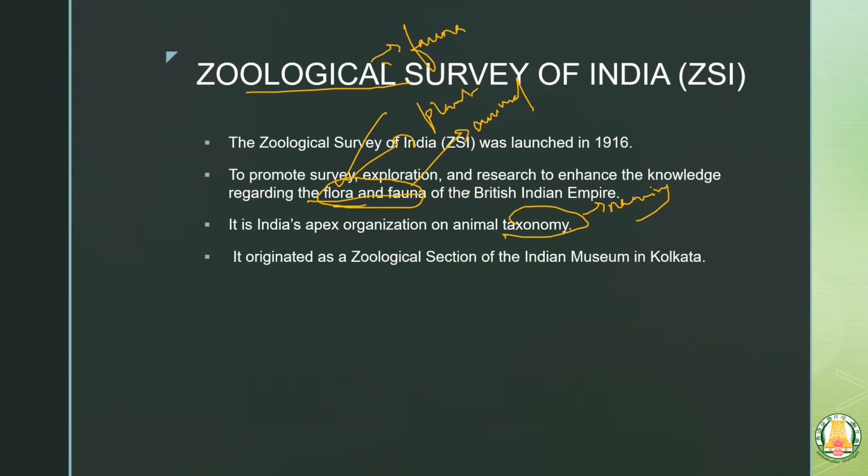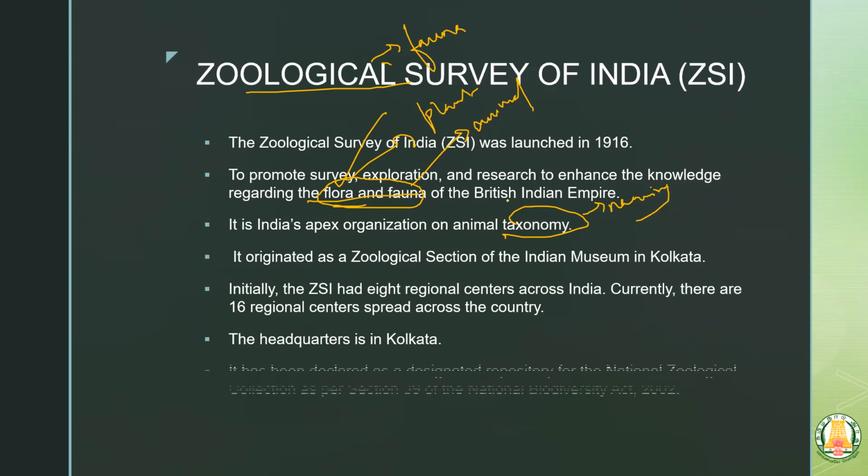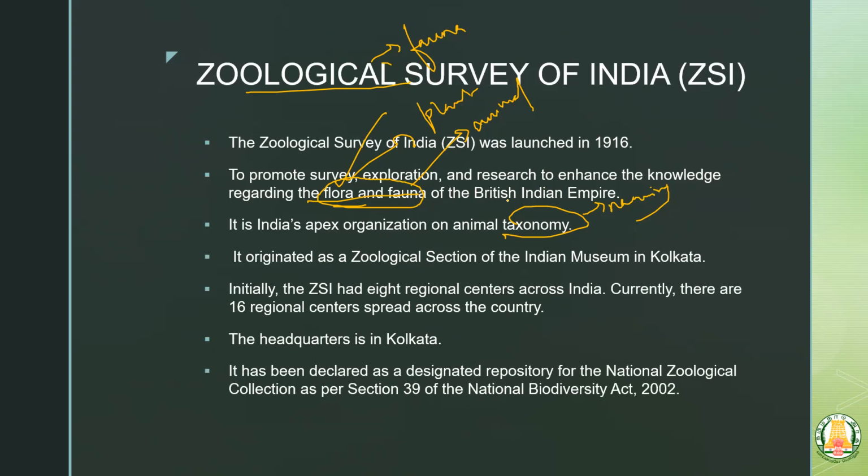It is organized as a zoological section of the Indian Museum in Kolkata. There were 8 regional centers, now there are 16, and the headquarter is in Kolkata, friends. Zoological Survey, headquarter Kolkata. Forest Survey, Dehradun. It has been declared as a designated repository for the National Zoological Collection under the National Biodiversity Act.